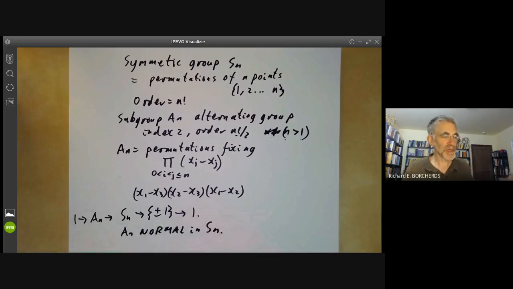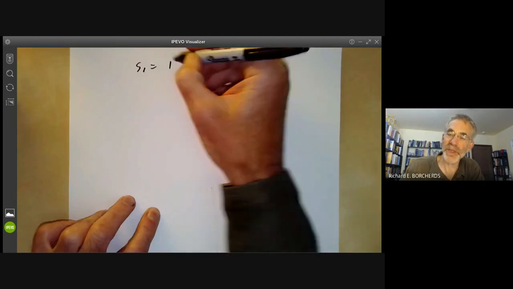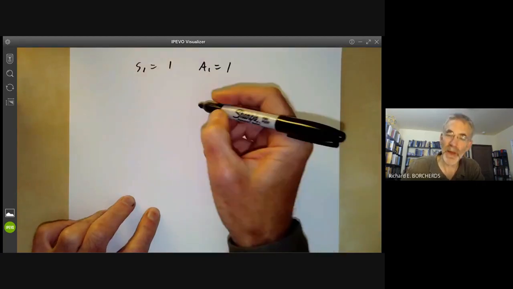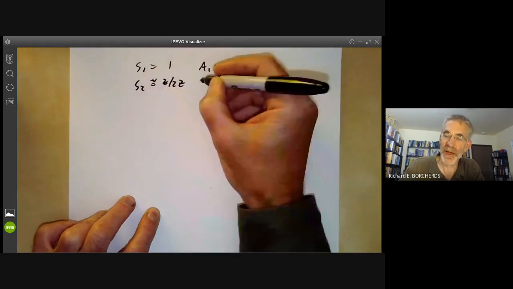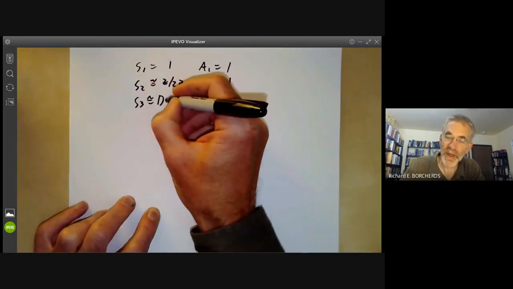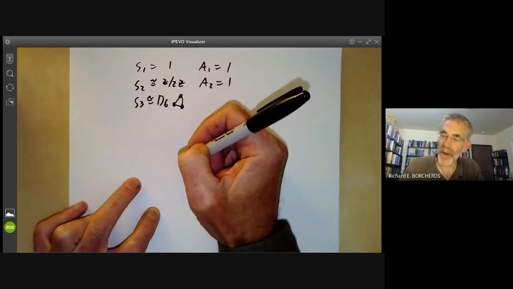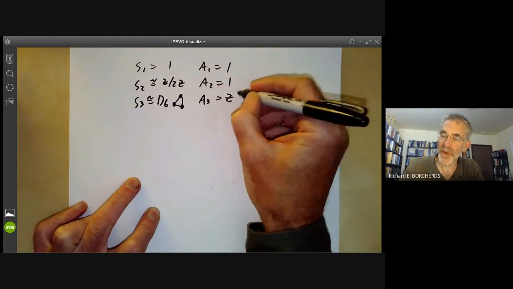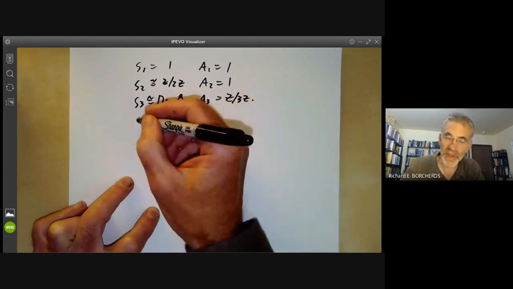So we'll now just quickly recall what the symmetric groups look like for small values. So the symmetric group S1 is kind of uninteresting. It's just a trivial group, as is A1. S2 has order 2, so it's just isomorphic to the cyclic group of order 2, and A2 is again trivial. S3 is isomorphic to the dihedral group of order 6, consisting of all symmetries of a triangle. And the alternating group A3 is, of course, just the rotations of a triangle, which is just a cyclic group of order 3. So far, nothing very much is going on.